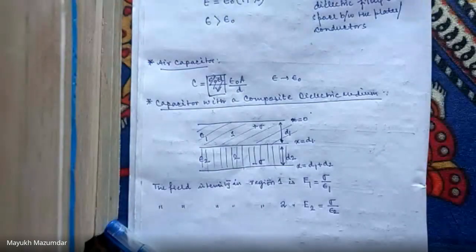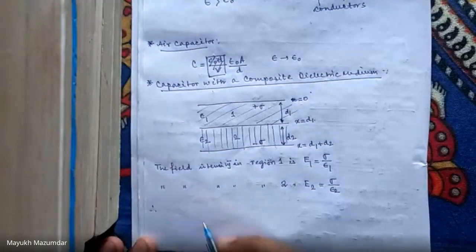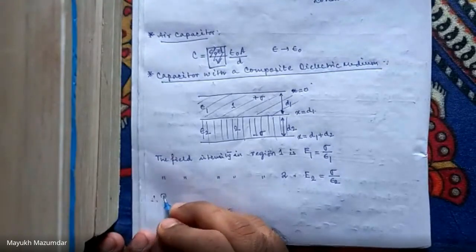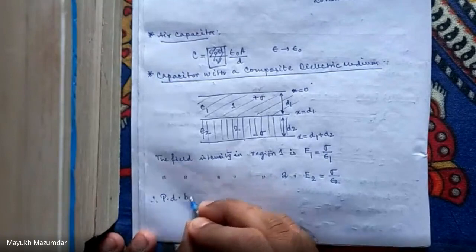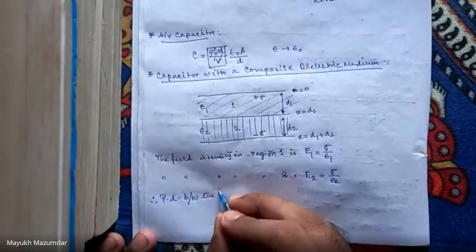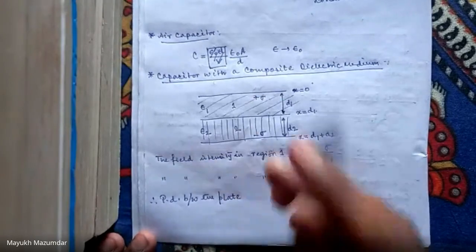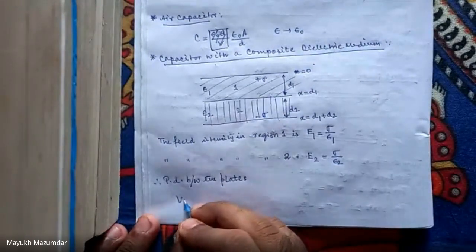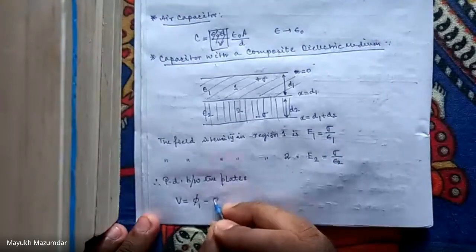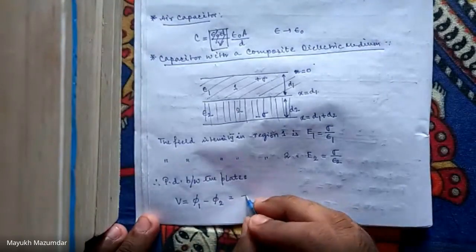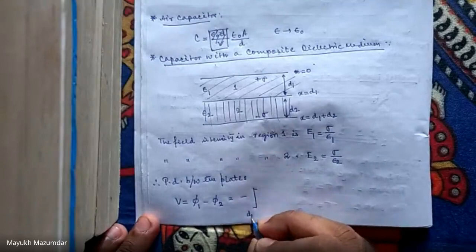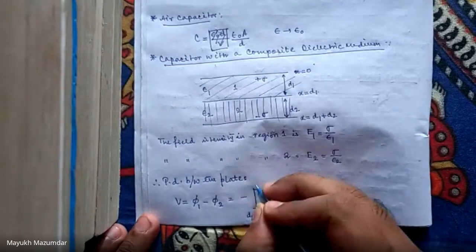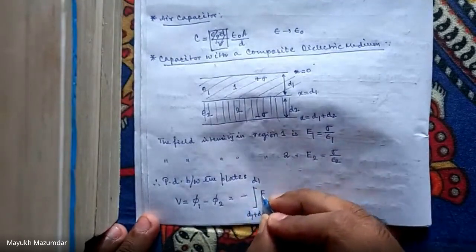So again, let's try to compute the potential difference between the plates. Now I can call them plates instead of conductors because these are actually plates. So that is V, phi 1 minus phi 2. So that would be the first limit.